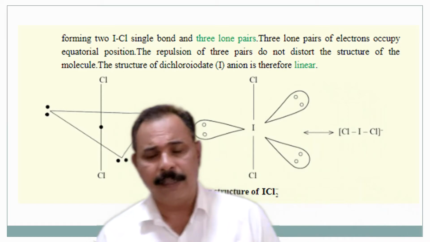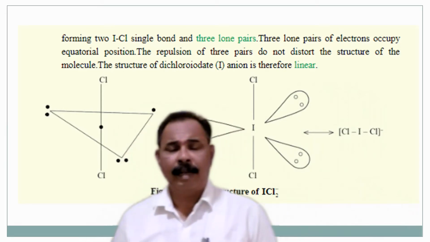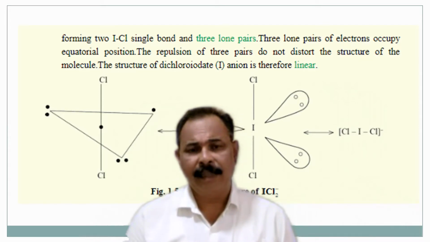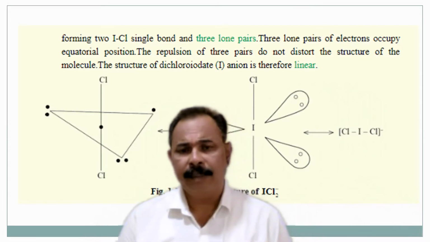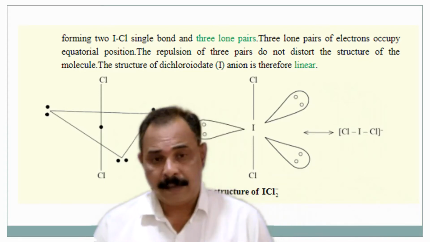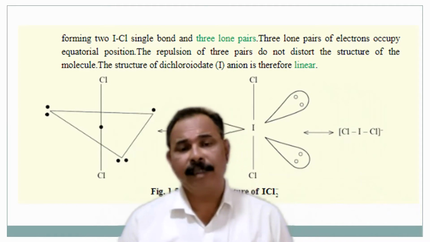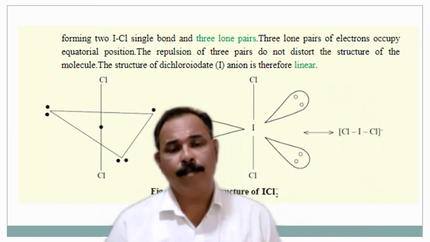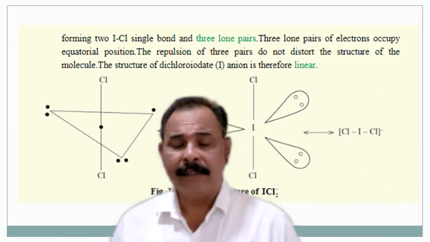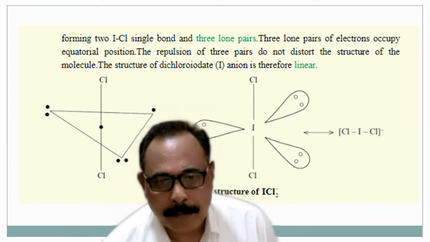It is visible on your screen. You can see here that at the equatorial positions there are lone pairs of electrons, and at the axial positions there are both Cl atoms, and they form the linear structure of ICl2 minus.